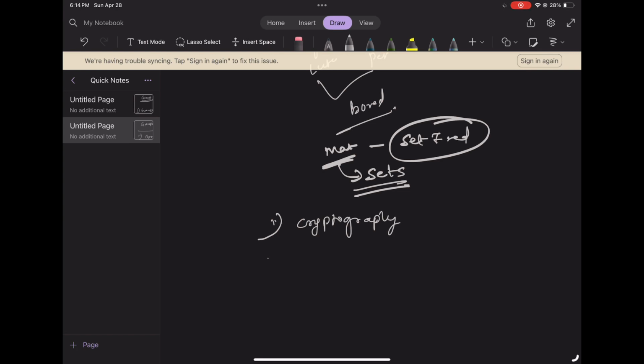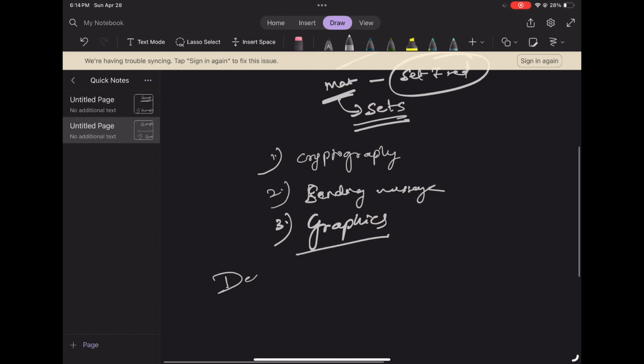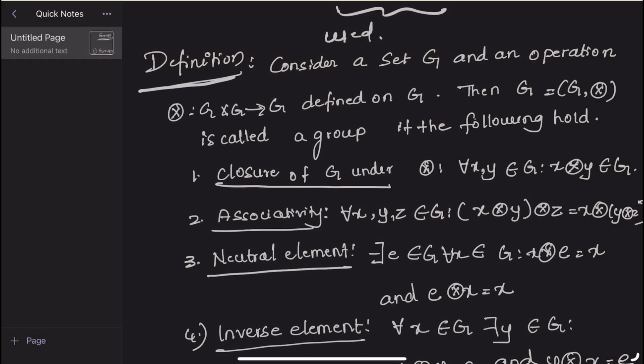So where can we use groups? Groups could be used in cryptography, they could be used in encoding or sending messages safely to the recipient, or you can use them in graphics also. So without further delay, we will move to the definition part and see what the definition tells. So let's talk about the definition now.